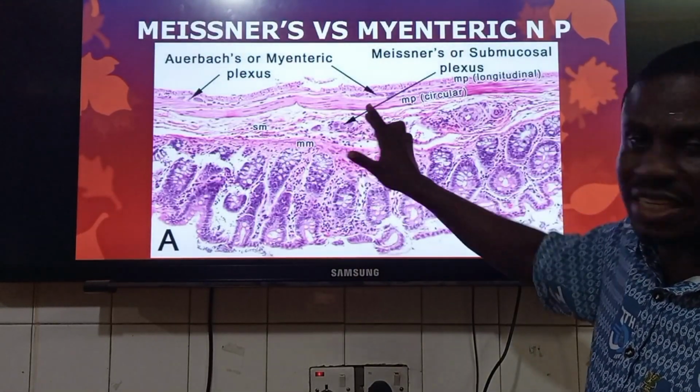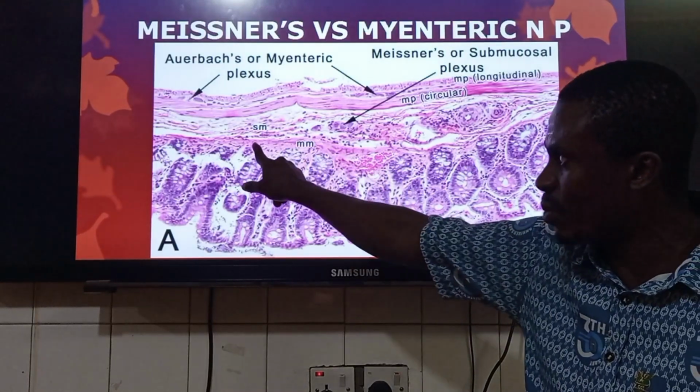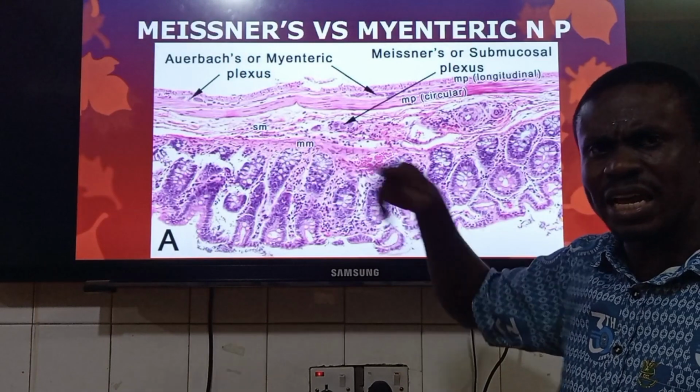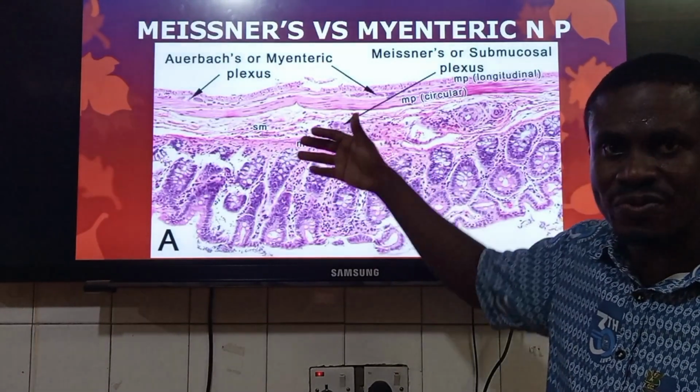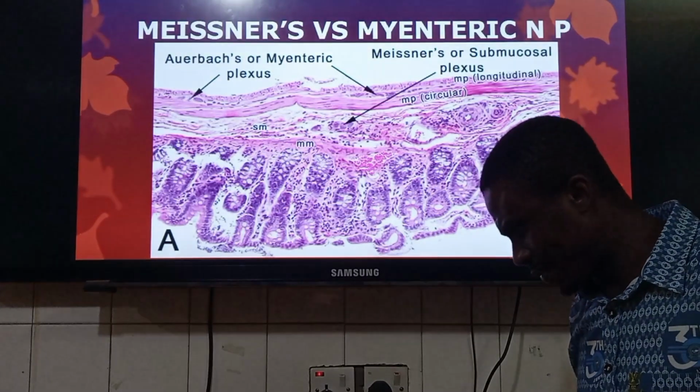Then when I come to Meissner's nerve plexus, what is it supposed to do? Yes, it's going to supply the muscularis mucosae because it's so close to it. It's going to supply the muscularis mucosae, and not only that, also the glands that we find, in case there are some glands in the submucosa, it gives that kind of supply to them.